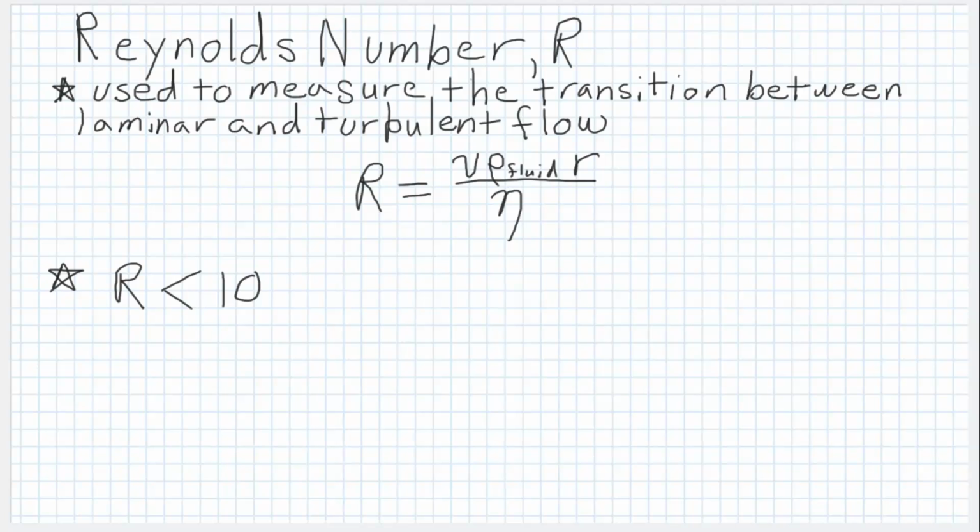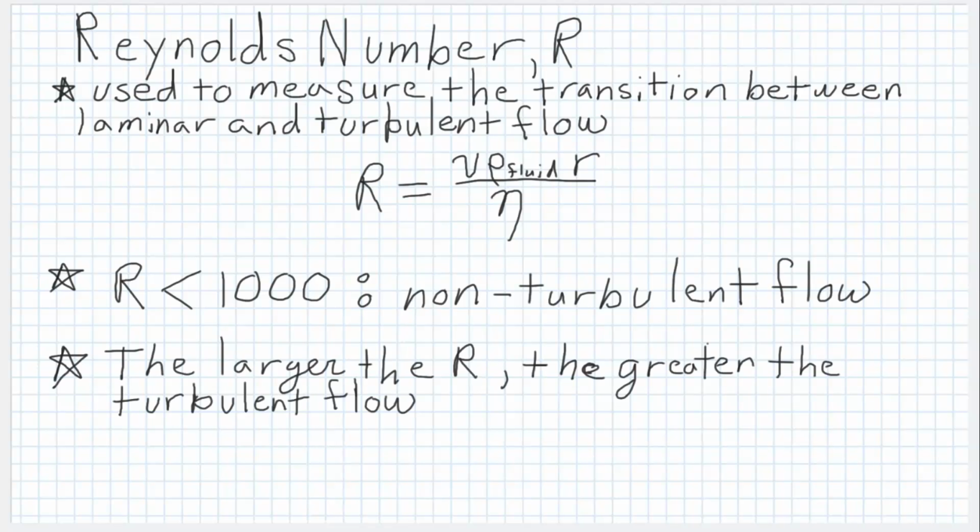So if our Reynolds number is less than 1,000, after doing this calculation, we consider the flow to be non-turbulent. And the larger the R you calculate, the greater the turbulence in the flow.